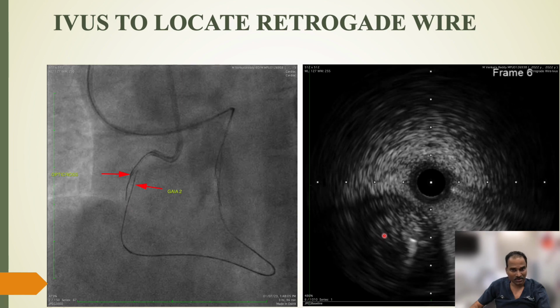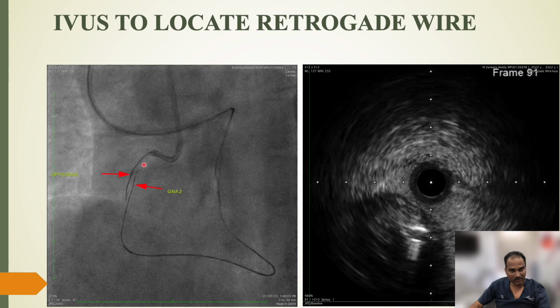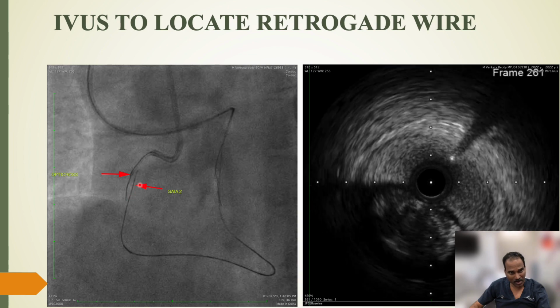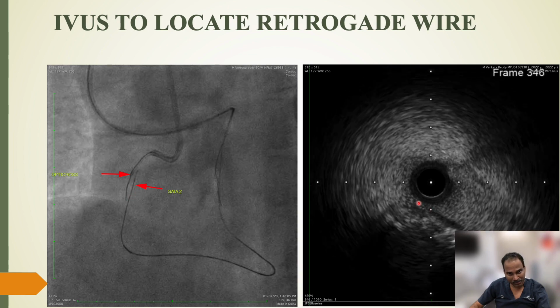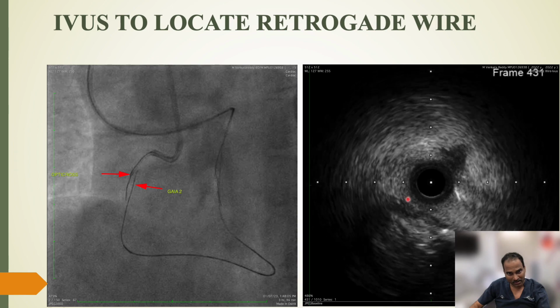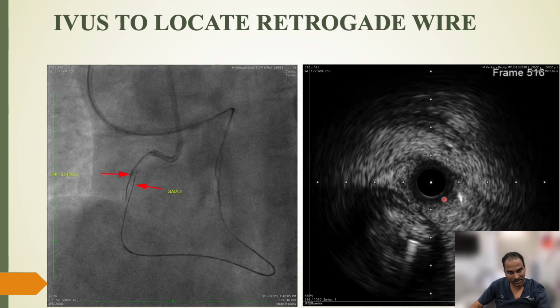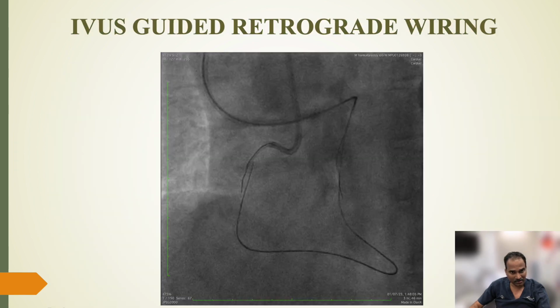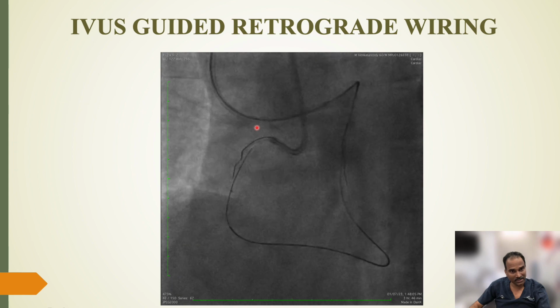So the options now: one, just go ahead with a conventional reverse CART with a Conquest Pro wire retrograde, and perforate through this flap and get into the antegrade lumen. So that was one option. Or otherwise, we can continue retrograde true lumen tracking, keeping the antegrade IVUS looking. So that's what we did.